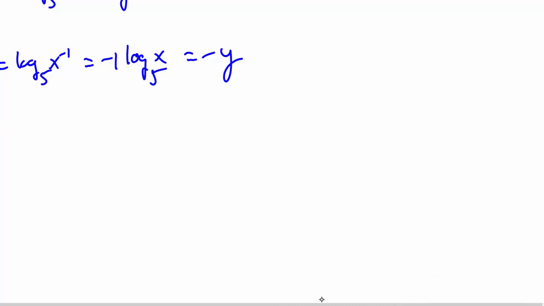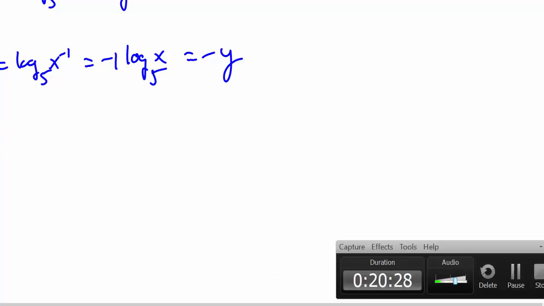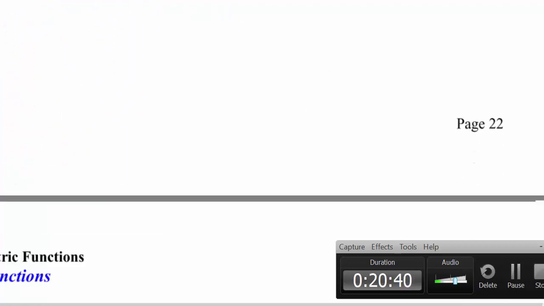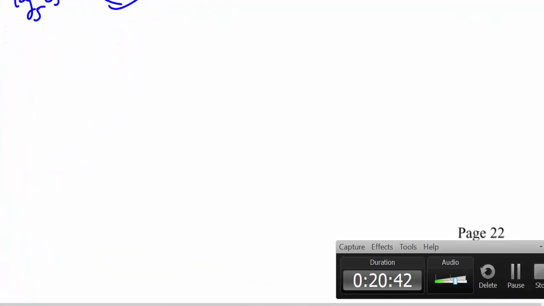So I need to change the bases somehow. So this is equal to the log base 5 of x over the log base 5 of 25. Well, log base 5 of x is y. Log base 5 of 25 is 2. So y over 2. All right. There we go.